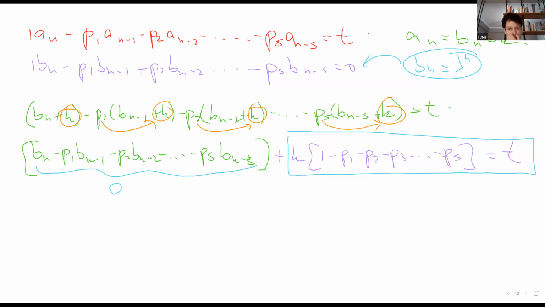Okay, so this is nice. So I guess from here, what am I going to get? From here, you just get k right away. So if you want to compute k, you see that k is just going to be t divided by 1 minus P1 minus P2 minus Ps, right? So this is what your k is. So you can compute it easily.